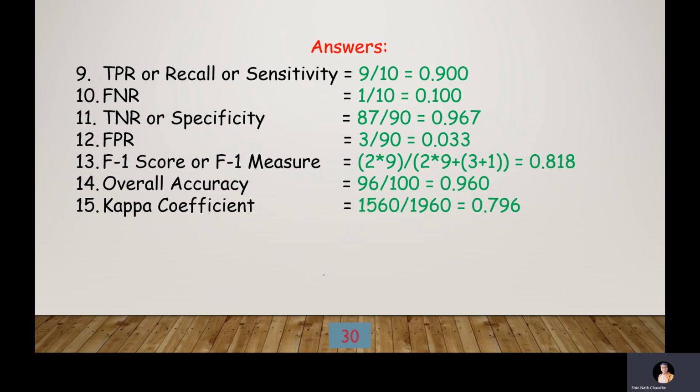These are the answers to the remaining 7 parameters. Also note down these two for later practice.